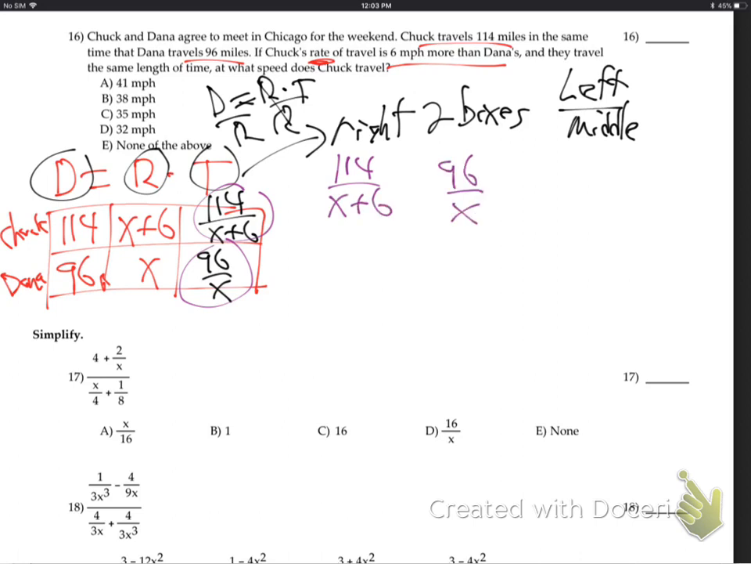Now, are they equal? How do we know? Same time. Remember, these are both time. They're under T. They're the same, which means they're equal. Now, some of the other problems could be on the test today. They would say, Chuck does his thing in 3 hours less time, or Dana, 2 hours more time, or whatever. What do you do if they tell you that one's more time or less time than the other instead of same time? Same time is equal.